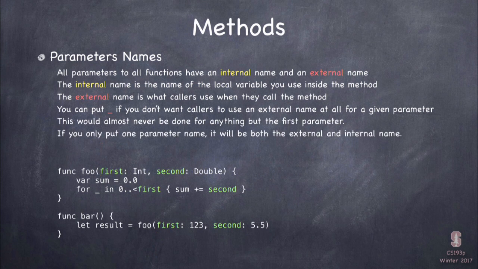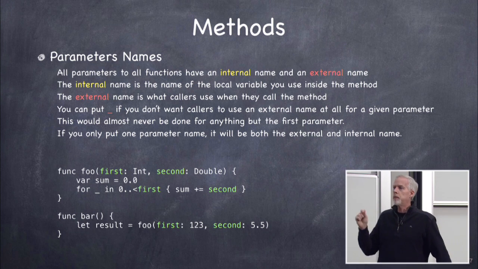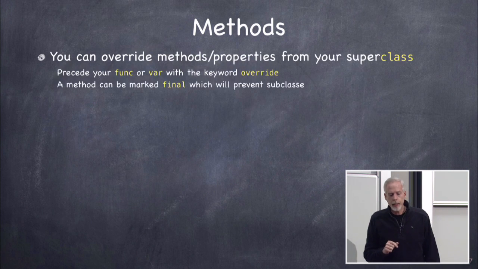By the way, if you only put one parameter name, then that's both the external name and the internal name. And that's not that uncommon. You'll do that occasionally. All right, so you know all that.